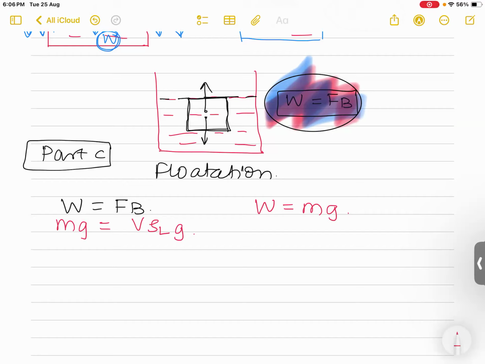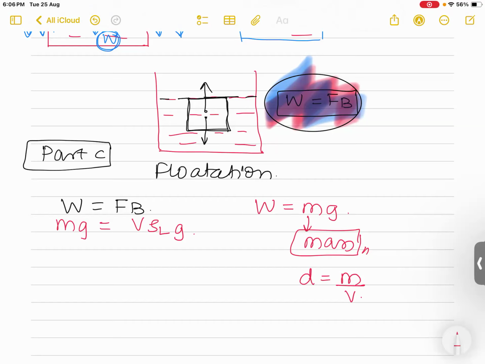If I talk about mass, Satvika, if mass is not given to me, and if I need to figure out what is the mass of the object, how can I try to calculate this mass? I can calculate this mass by using the formula density is equal to mass upon volume.